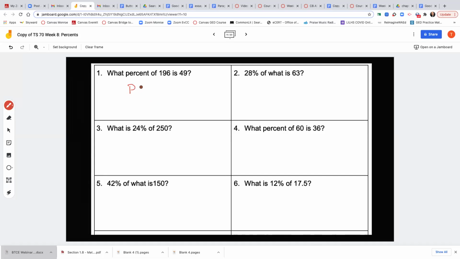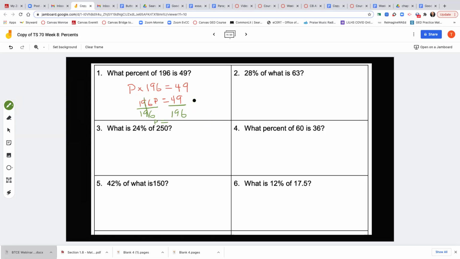P times, okay, so I'm going to write times here. 196 times P equals 49. Okay, which means another way to write this would be 196P equals 49. And from there, I can just go, okay, divide this side by 196, divide this side by 196, and I got my answer. It's because this now cancels out, and I have P equals whatever that would be, okay?